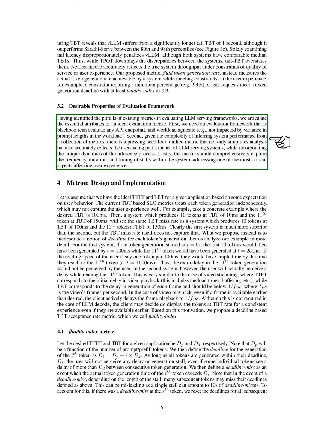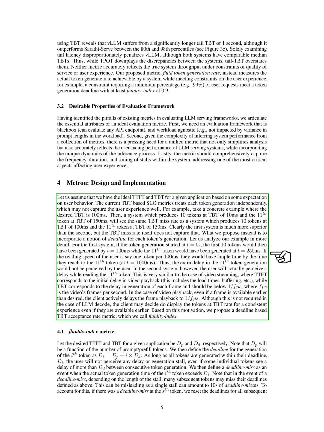Secondly, due to the complexity of interpreting system performance from multiple metrics, we emphasize the need for a unified metric that simplifies analysis and accurately represents the user-facing performance of LLM serving systems while considering the unique aspects of the inference process. Lastly, the metric should encompass the frequency, duration, and timing of stalls within the system, which significantly impact user experience. Let's consider the design and implementation of Metron.